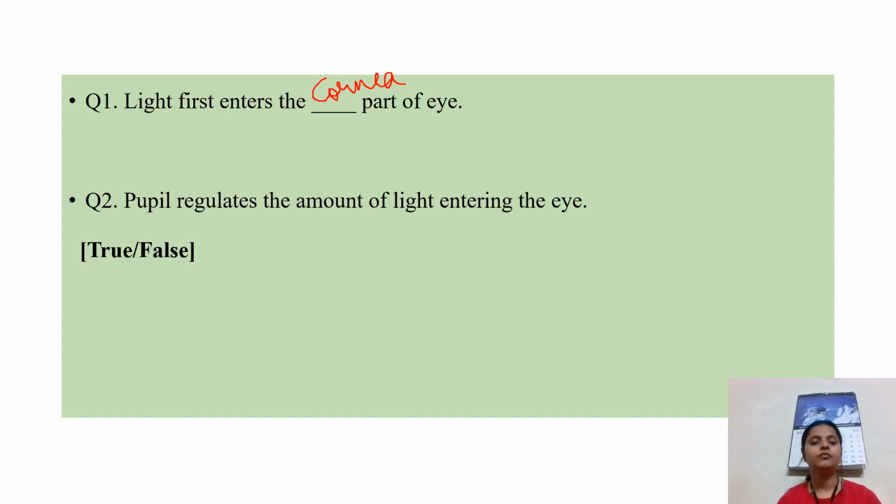The next question is: the pupil regulates the amount of light entering the eye. Is it true or false? You need to write T for true, F for false. So you can write your answers in the chat box. Yes, you are right. It is true. The pupil regulates the amount of light entering the eye. Very good. So now let's move ahead.